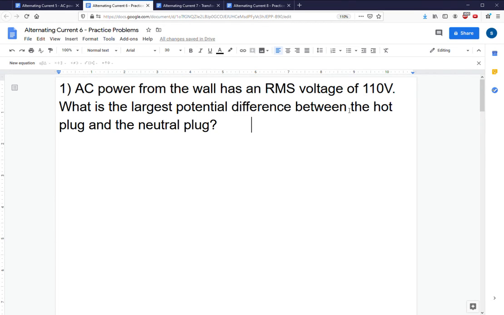Problem 1. AC power from the wall has an RMS voltage of 110 volts. What is the largest potential difference between the hot plug and the neutral plug? Please pause the video and attempt this problem.